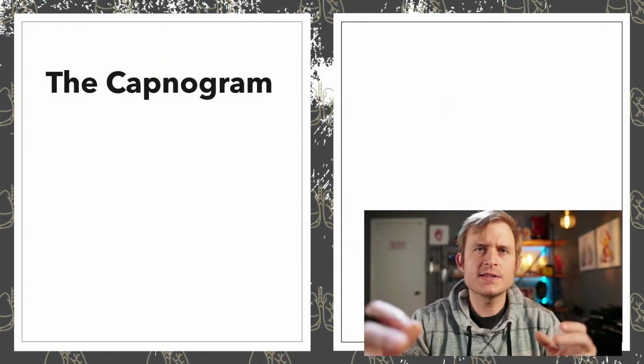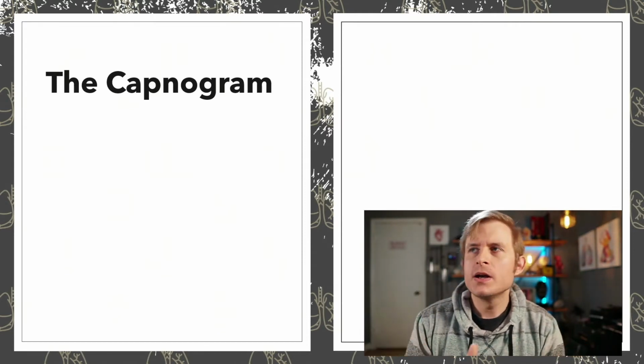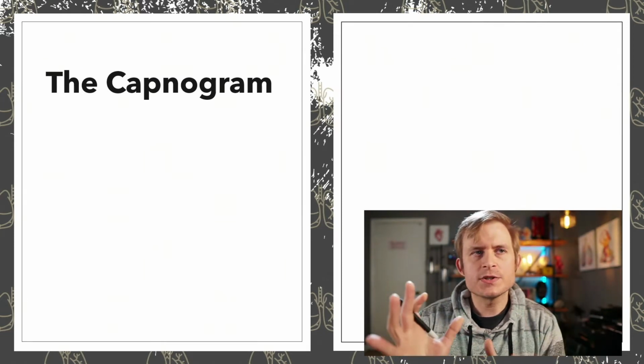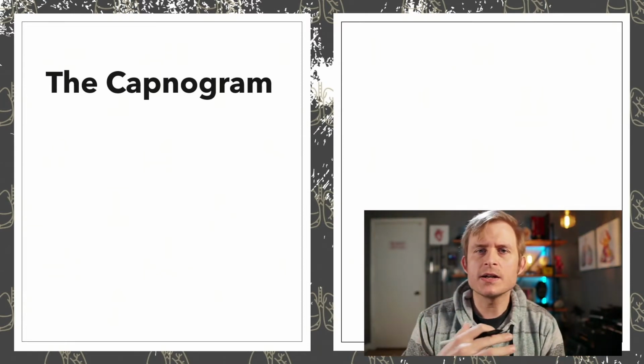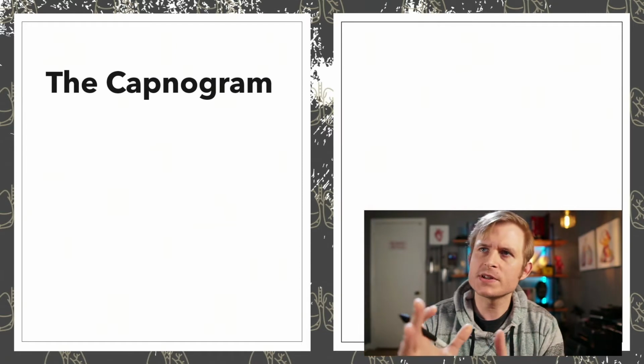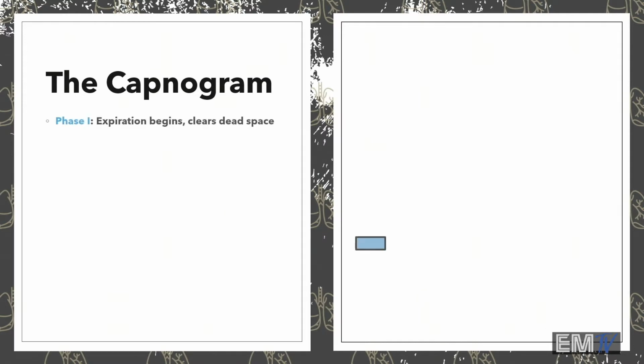So let's take a look at the normal shape of a normal waveform on capnography here, and you'll see that there's a bunch of different waves associated with it, but let's break it down into chunks, and I'll describe what each part of this process and each shape of this wave means. So during phase 1, this is where exhalation begins, and during this phase, we clear the anatomical dead space within the lungs, so there's no CO2 present here.